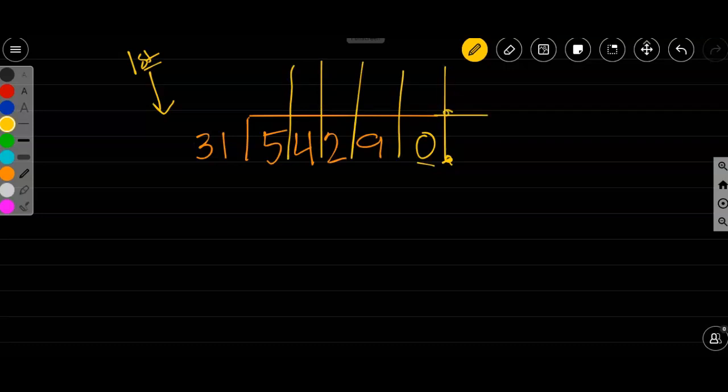And then here's our decimal. We don't know if we'll need a decimal or not. We're going to go to 2 places for sure, so we could mark that down.